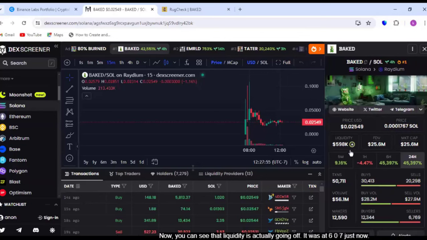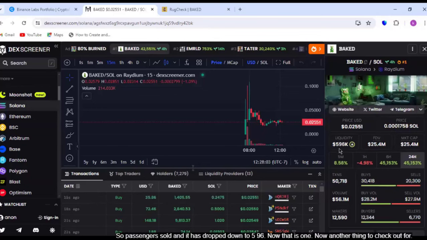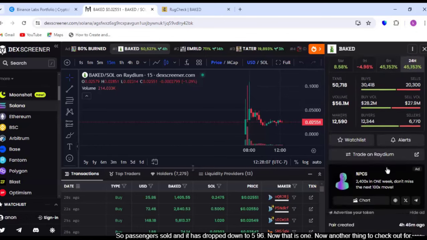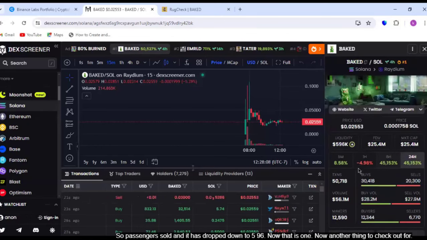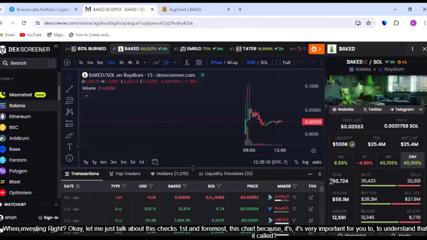Now, you can see that liquidity is actually going up. It was at 607 just now. Some persons just sold and it has dropped down to 596. Now, that is one. Now, another thing to check out for when investing, right? Okay, let me just talk about this chart first and foremost.